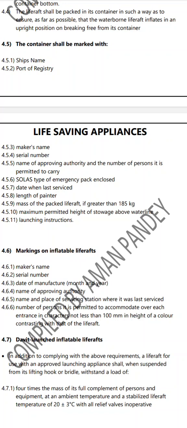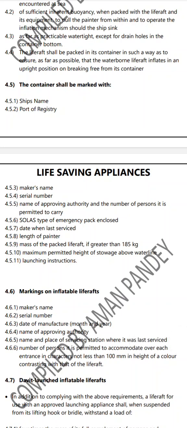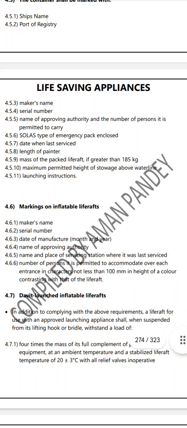And ship's name, port of registry. The life raft shall be marked with ship's name, port of registry, maker's name, serial number, name of approving authority, and number of passengers.